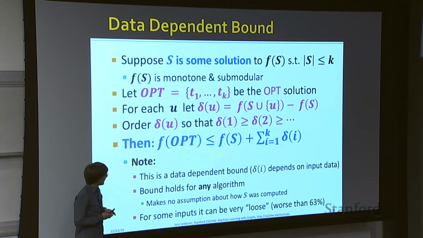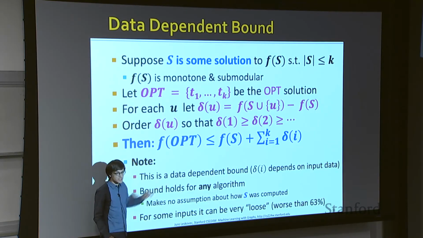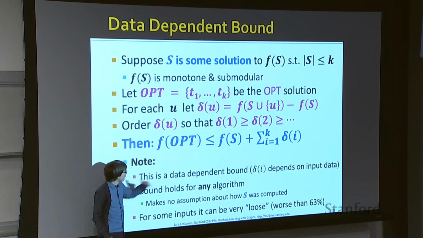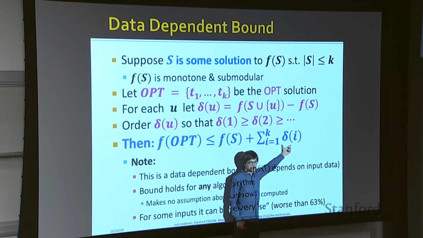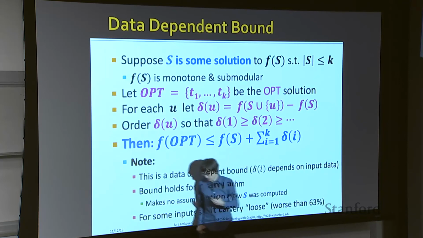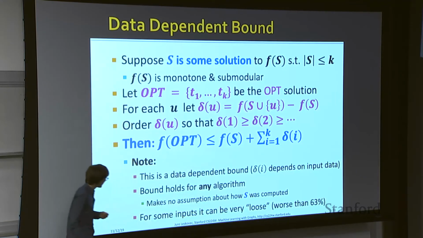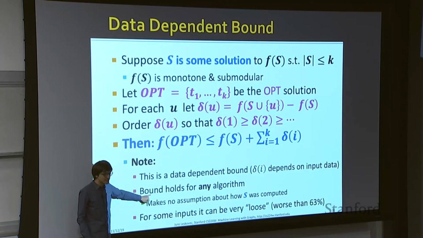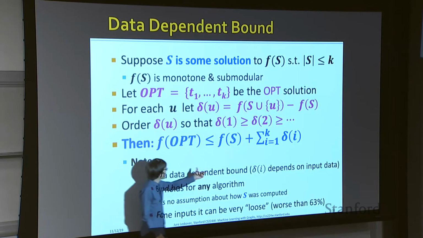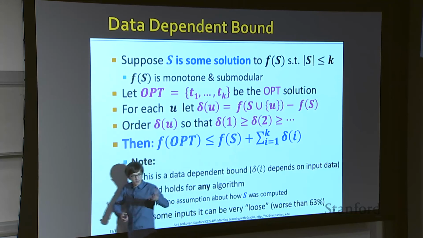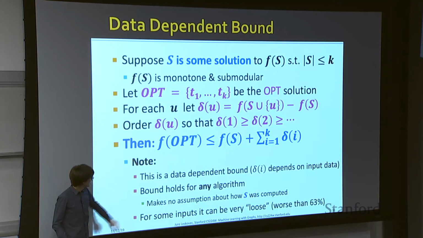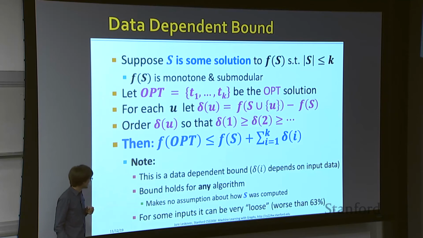Okay? Notice a few things. First, this is a data-dependent bound. Why is this a data-dependent bound? Because this depends on the data, and this depends on the data. So I need to have data to be able to evaluate f. Notice that this bound holds for any algorithm. I made no assumption how S is being generated. It can come however we like it to come. So there is no assumption on the algorithm that generated S.